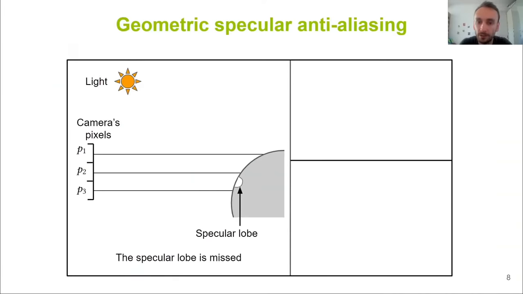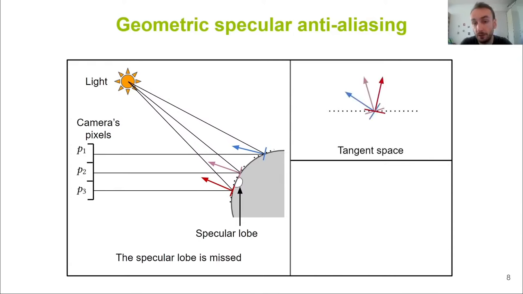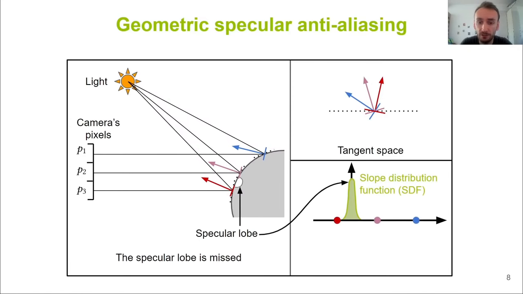When rendering a curved surface with a small specular lobe in real time, there is a good chance that the specular lobe is missed. Indeed, the specular lobe can fall between two pixels, as here. To explain specular aliasing, you should know that a specular BRDF is evaluated with the vector halfway between the camera direction and the light. Specifically, the slopes associated with these vectors are used for evaluation. If these half vectors and slopes are represented in the tangent space of the surface, you can see that they vary a lot from one pixel to another. These strong variations make the very sharp lobe of the slope distribution function, abbreviated SDF, lie between two slope samples.